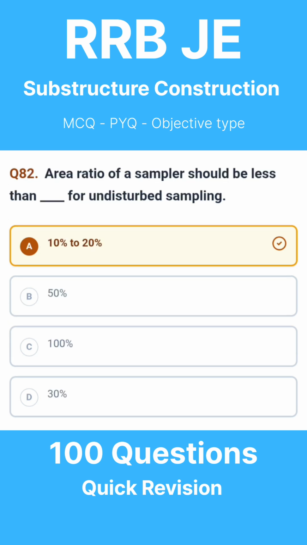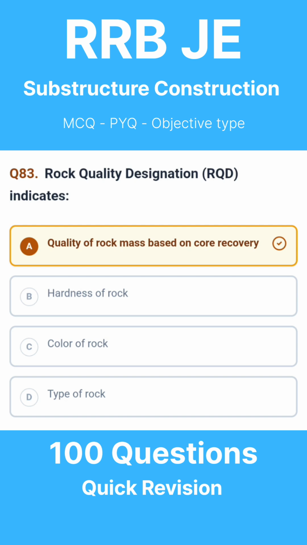Question 82. Area ratio of a sampler should be less than blank for undisturbed sampling. The correct answer is 10% to 20%. Question 83. Rock quality designation, RQD, indicates. The correct answer is quality of rock mass based on core recovery.